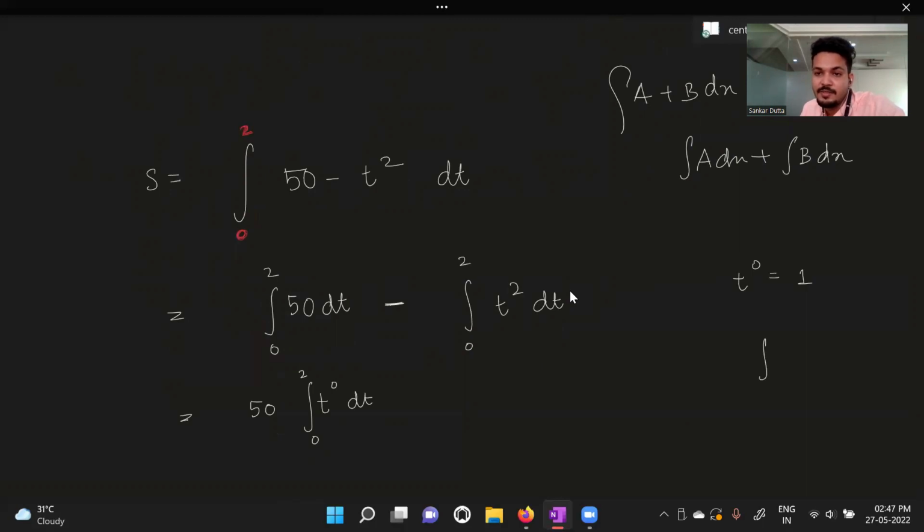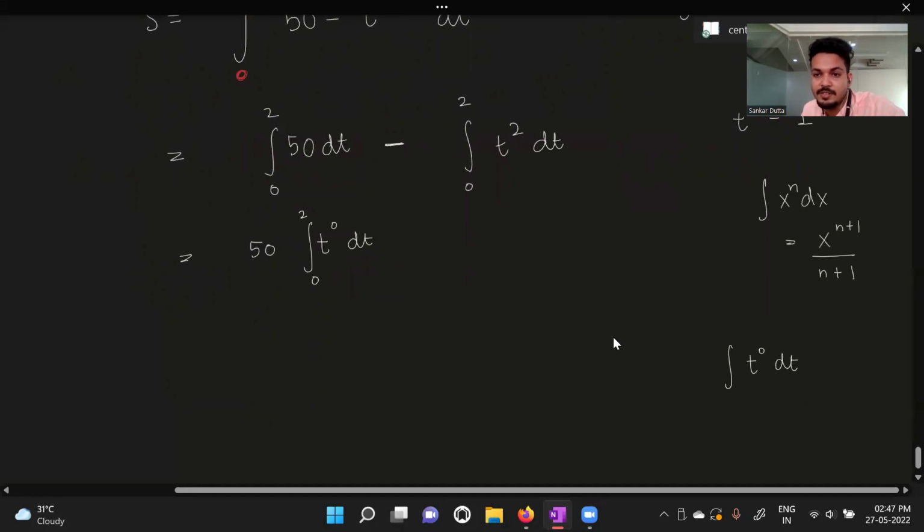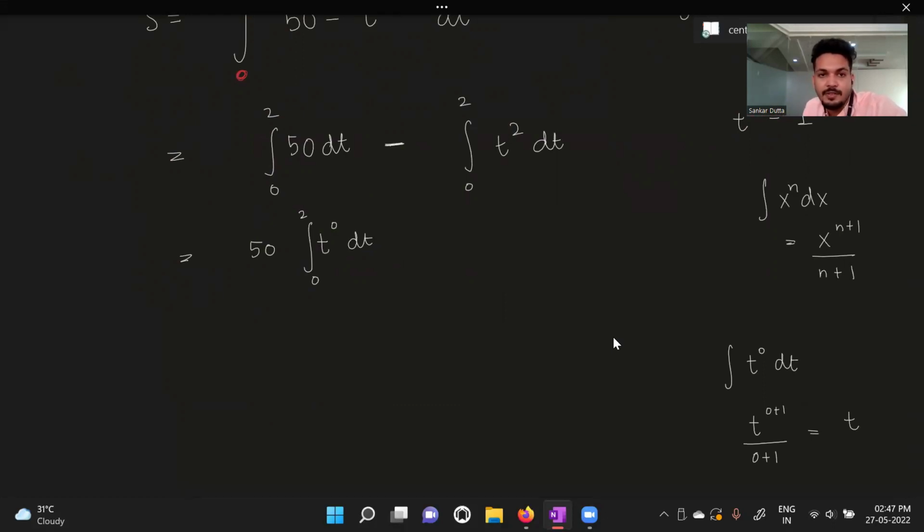Now use the formula. The integration of x raised to power n with respect to x is how much? x raised to power n plus 1 upon n plus 1. So if I want to do the integration of t raised to power 0 with respect to time, this will be simply t raised to power 0 plus 1 divided by 0 plus 1, so this is t only. So the integration of 1 is the variable itself. 50 is a constant, so it came out of the integration, and t raised to power 0 remains inside, so this becomes 50t. The first term is simply 50t.